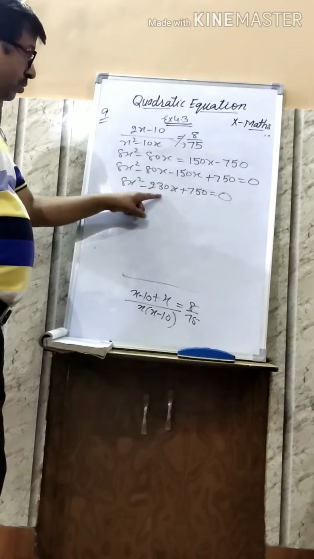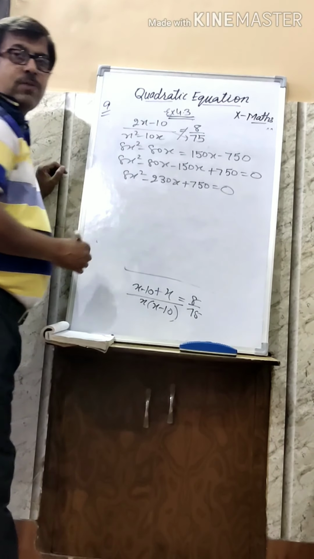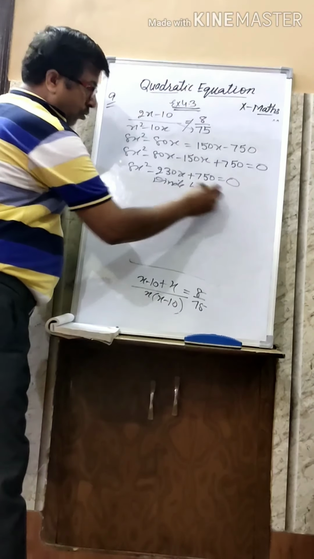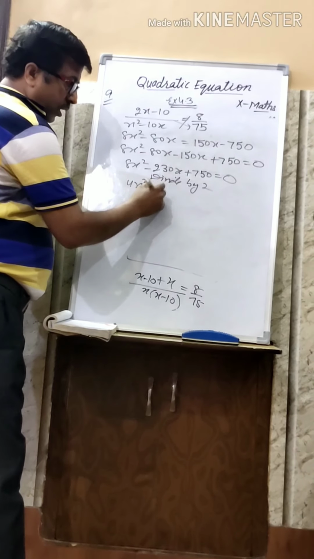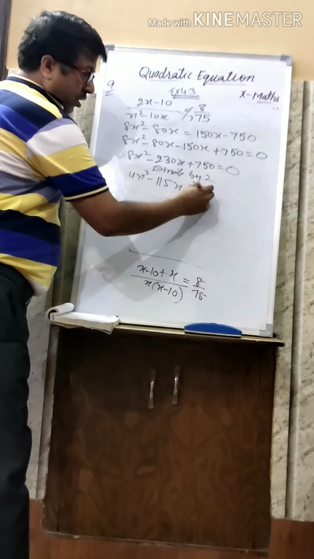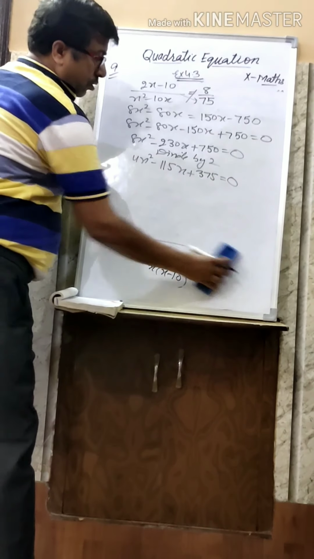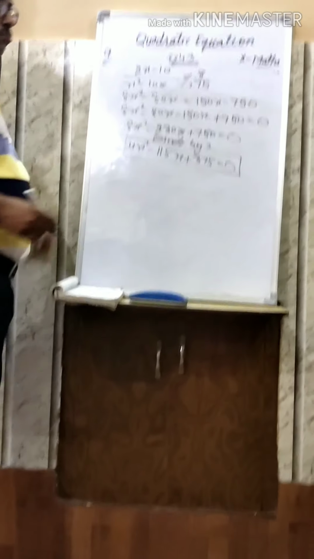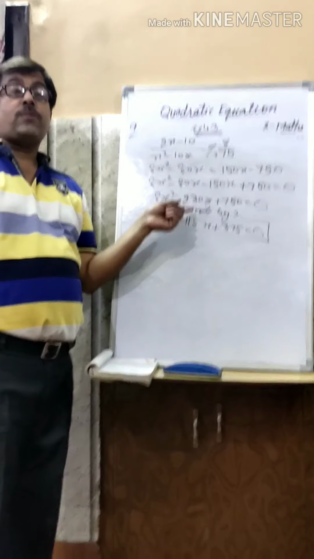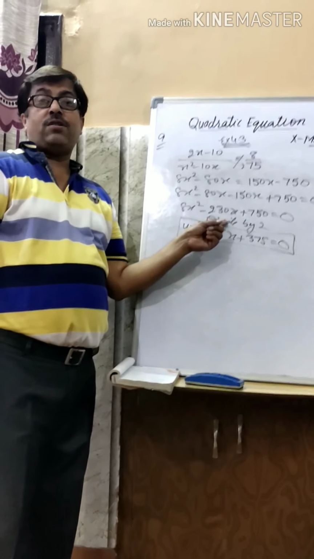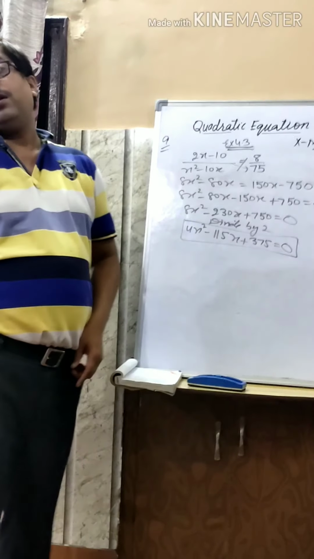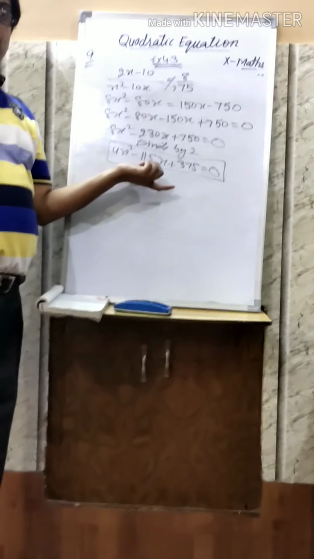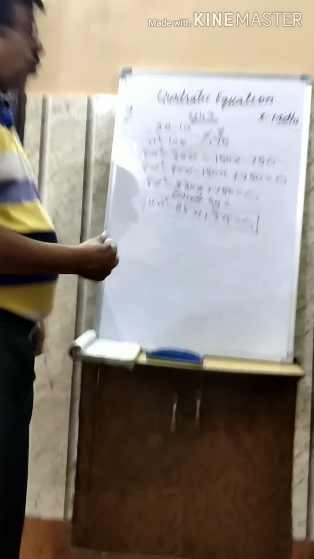So you see it is 8, 230, 750. All terms are divisible by 2, so divide both sides by 2. Then you will get 4x square minus 115x plus 375 is equal to 0. This is the quadratic equation. So my dear students, in the exam you may not be able to solve this by the factorization method, but here it is an NCERT question. You will practice many times. Here also I will tell you a small shortcut method.